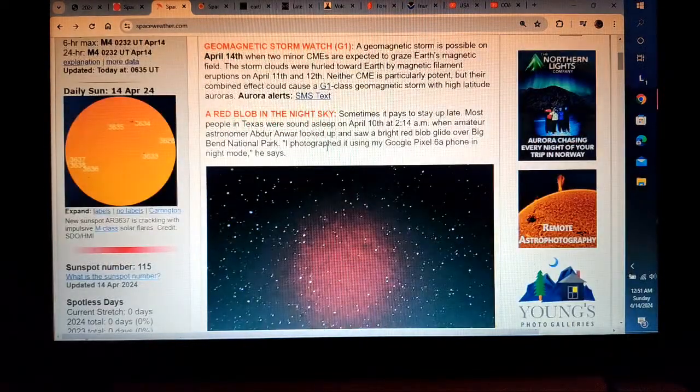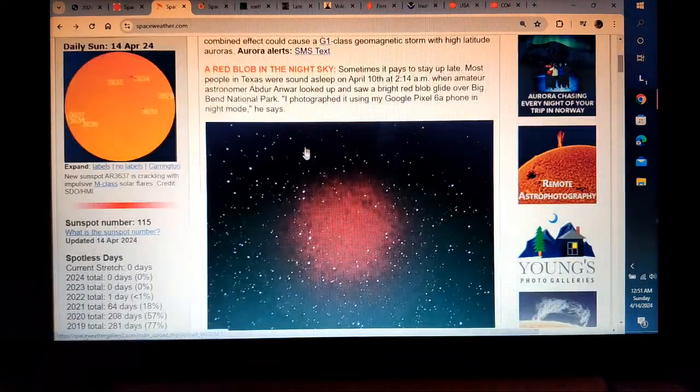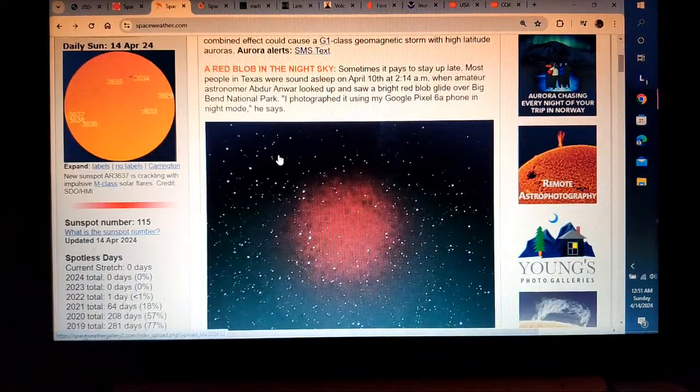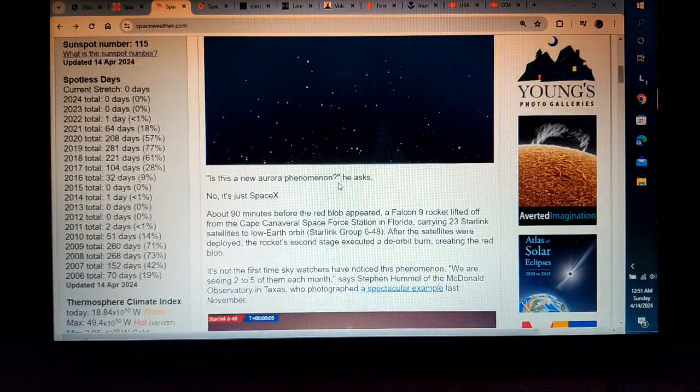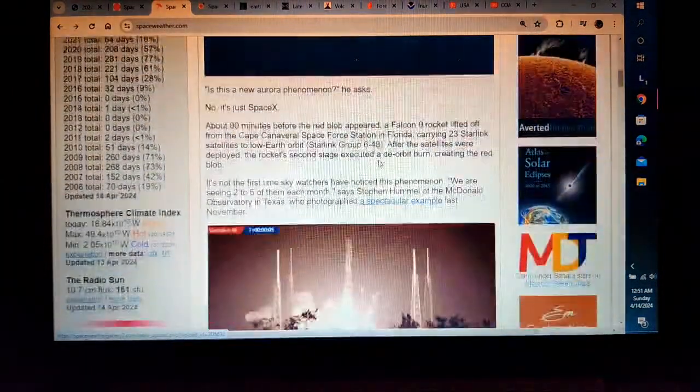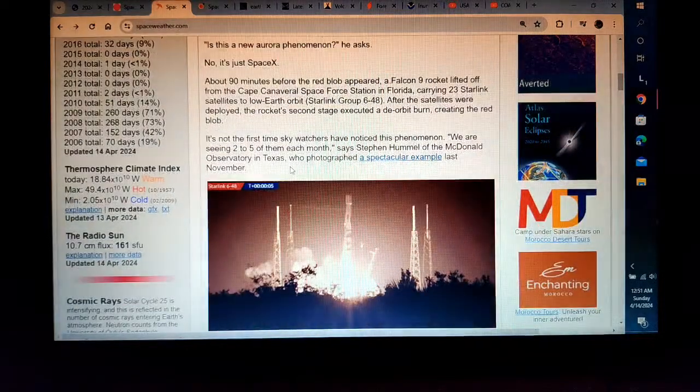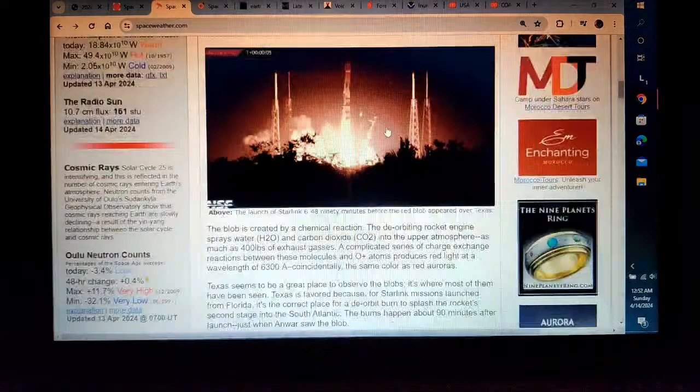A red blob in the night sky. Oh my God, it's the red blob. Sometimes it pays to stay up late. Most people in Texas were sound asleep on April 10th when amateur, oh boy, all these wonderful names, Anwar looked up and saw a bright red blob. Okay. It's SpaceX. No, it's just SpaceX. It's not an aurora. The gases that come out of this when they launch. Listen to this real quick here.